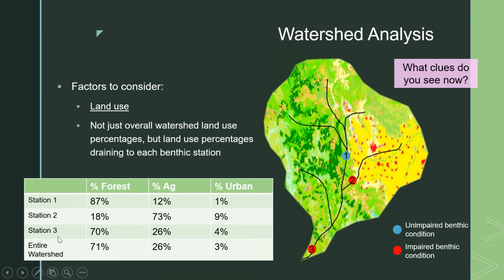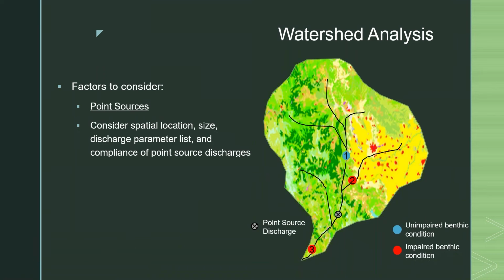So that information, the specific land use information for each station, is much more helpful to us than just the entire watershed. If you look at the entire watershed, you might say, well, there's only 26% ag in this watershed. That's not a lot. There's only 3% urban. That's not a lot. Once we look at the spatial pattern and the individual watershed land uses flowing to each station, the pattern becomes a little more clear.